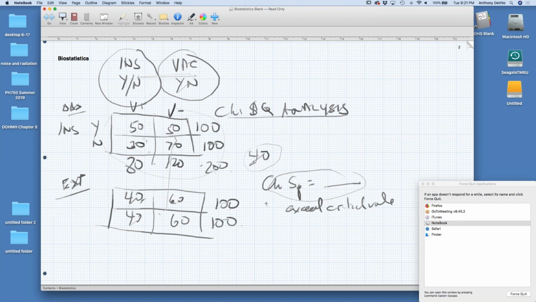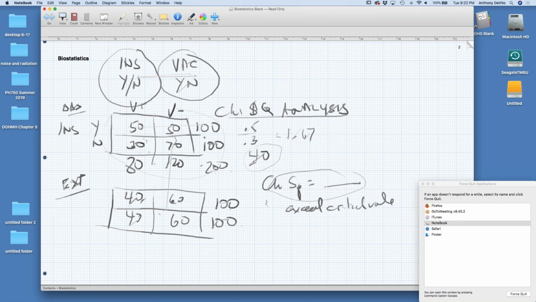We also can calculate something called a relative risk and an odds ratio. So if we look at this, the risk of getting vaccinated if you're insured is 50 out of 100, or 0.5. The risk of getting vaccinated if you're uninsured is 0.3. So 0.5 over 0.3 is 1.67. So you're 1.67 times as likely to get vaccinated if you happen to be insured.